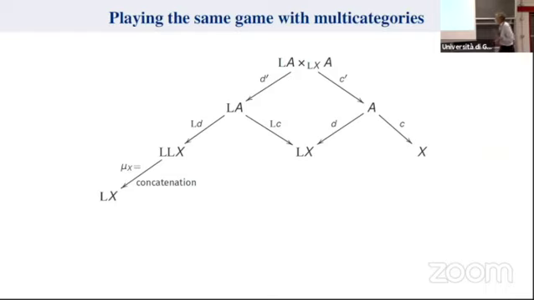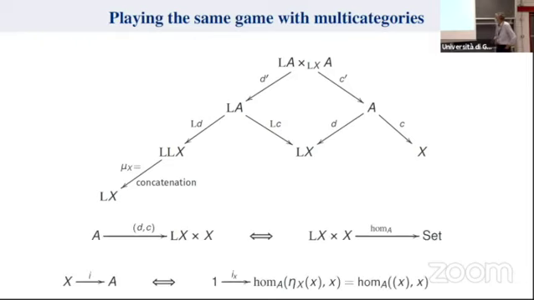Okay, so let's play the same game with Lambek's multicategories, where we still have a set of arrows and a set of objects. The difference is now that the domain function lands in lists, in finite lists of objects. So if you want to create a span again from LX to X, then you have to employ the monoid multiplication of the list monoid. But everything else at the moment looks pretty much the same.